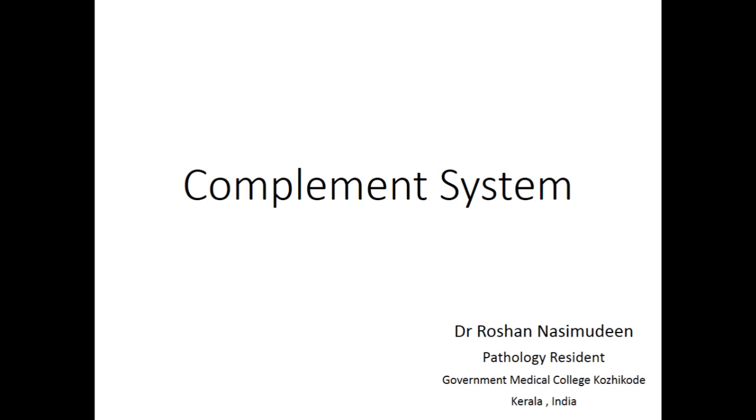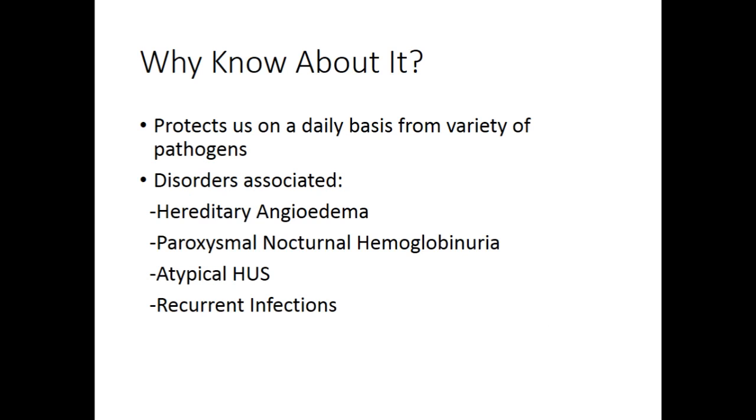The complement system is actually a set of around 30 plasma proteins which complement the functions of antibodies in combating microbes. So, why should we know about it? This is a system that is protecting us on a daily basis from a variety of pathogens, and there are many disorders associated with either hyperfunctioning or hypofunctioning of the system. A few examples are hereditary angioedema, PNH, atypical HUS, and recurrent infections, of course. We'll come to some of them later.